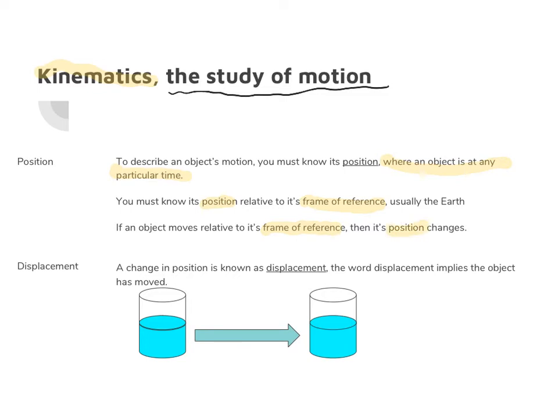And when a change in position occurs, that's what we call a displacement. The word displacement implies that an object has moved. So down here we have an example. We have a beaker of water, H2O. We take that beaker from this position here to this position here, and that is our final position. So we have displaced the beaker of water.